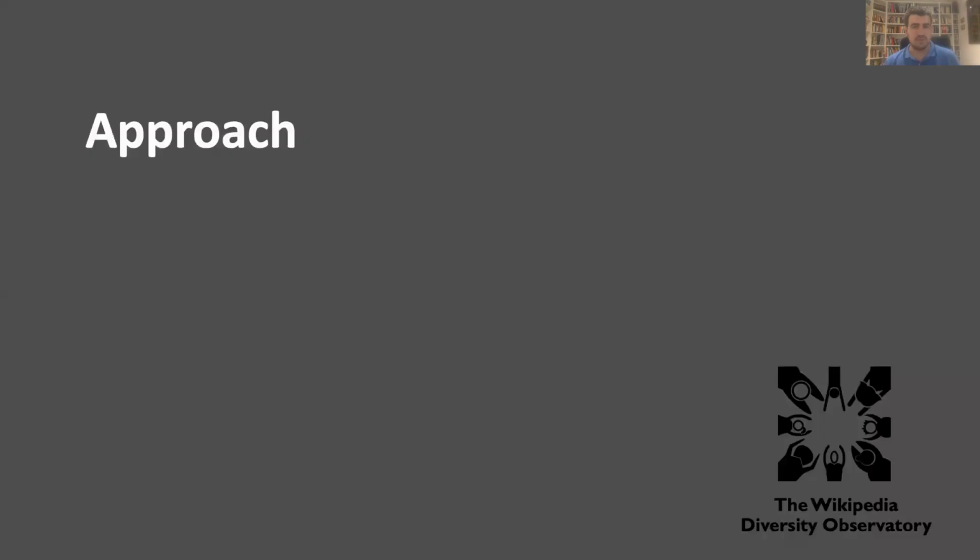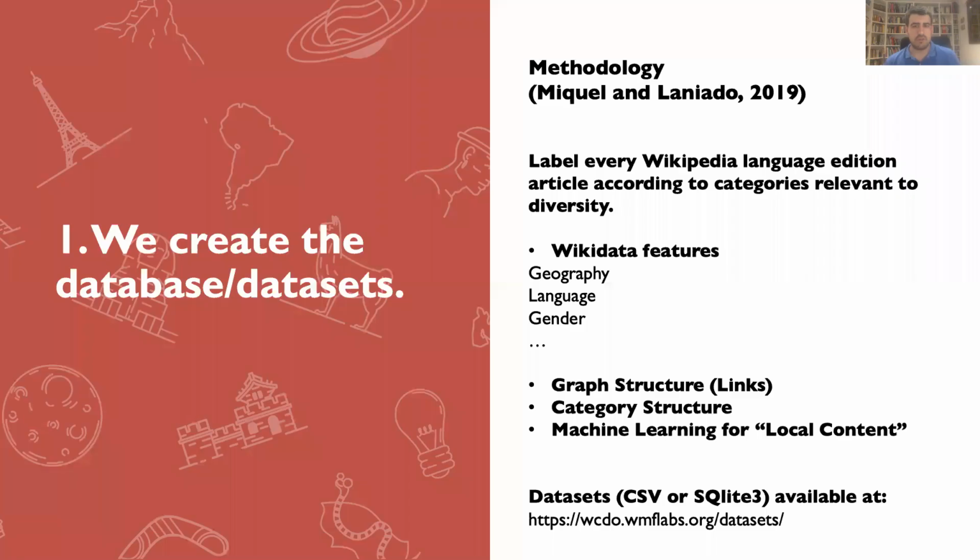The approach that the Wikipedia Diversity Observatory uses is threefold. First, we need to create a data set for each Wikipedia language edition in which each article is characterized according to different features to determine whether it belongs to a relevant category for diversity: culture, gender, geography.